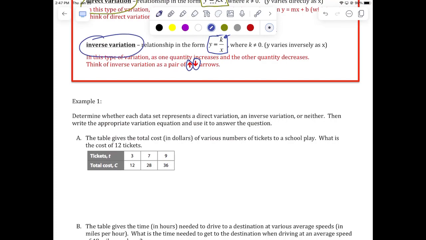Let's look at this one here. The table gives the total cost in dollars of various numbers of tickets to a school play. What is the cost of 12 tickets? Okay, well, you might think the cost depends on the number of tickets sold. Would you agree?